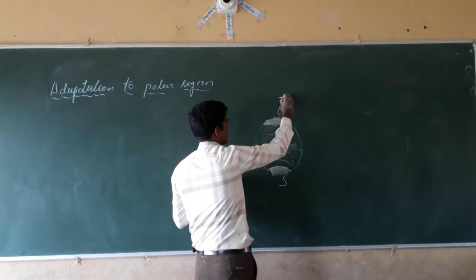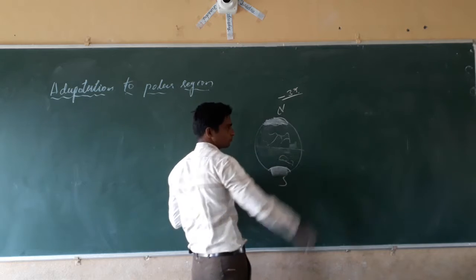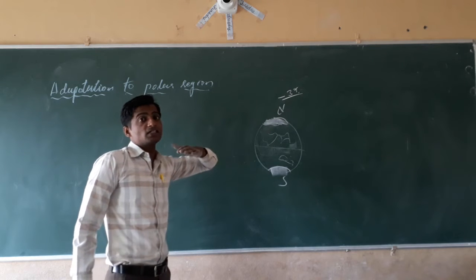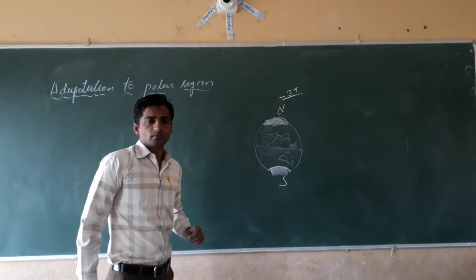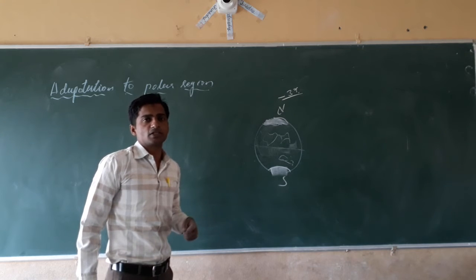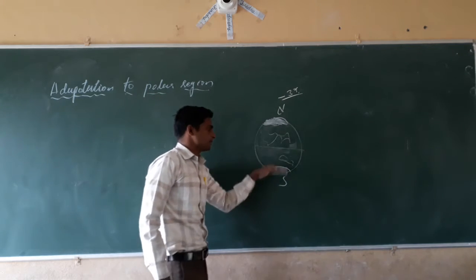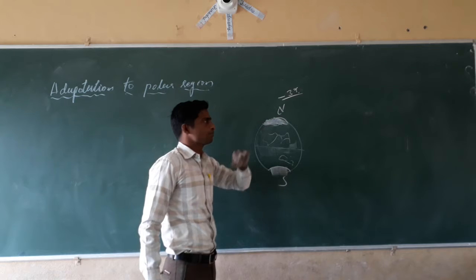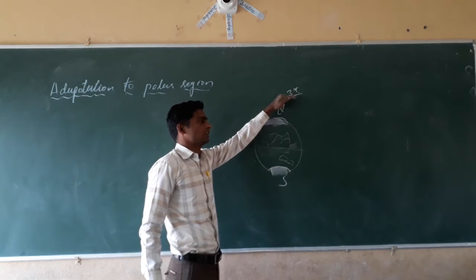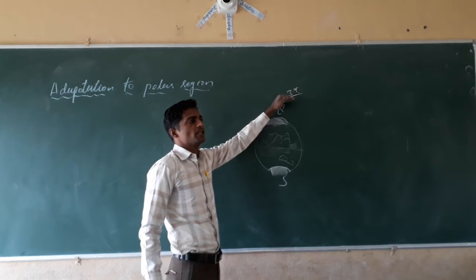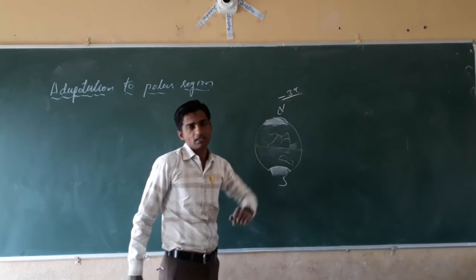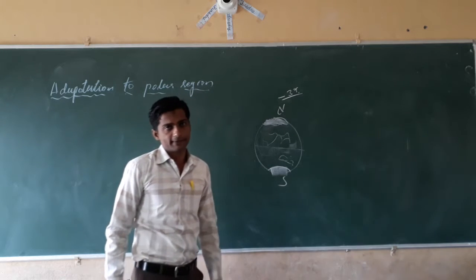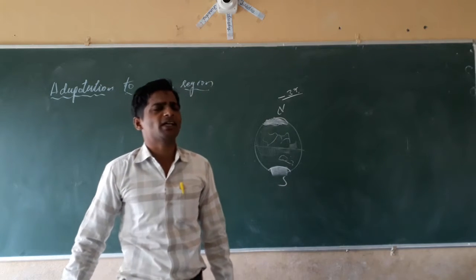Here the temperature is minus 37 degrees Celsius, that is, below minus 30 degrees Celsius. In other regions, above 30 degrees Celsius, plus 30 degrees Celsius temperature is there. But the polar regions are totally covered with ice, and the climatic condition is very cold. Below minus 37 degrees Celsius temperature is recorded in the Antarctica region, in the polar regions. Very extreme cold climatic condition is there.